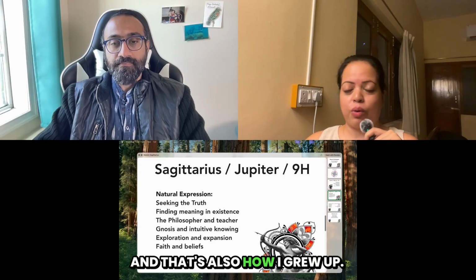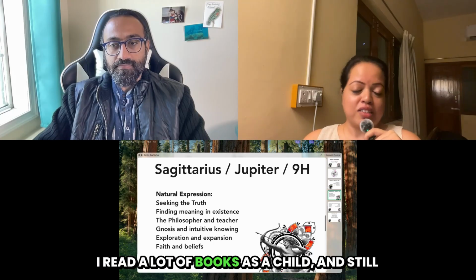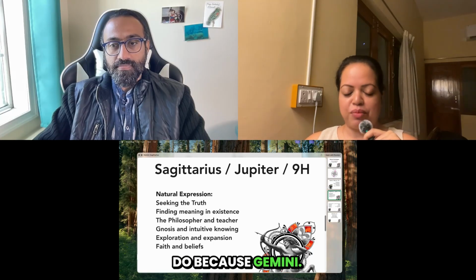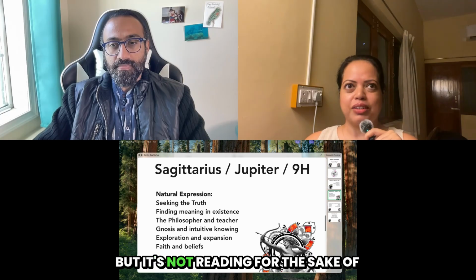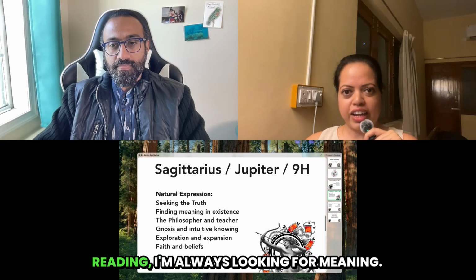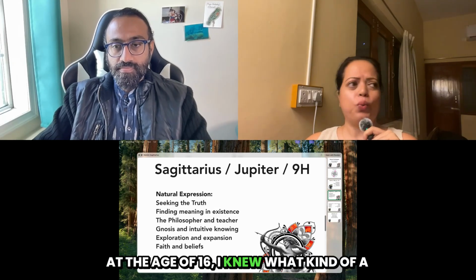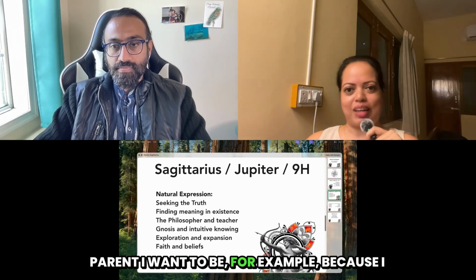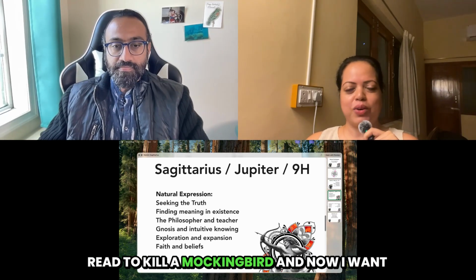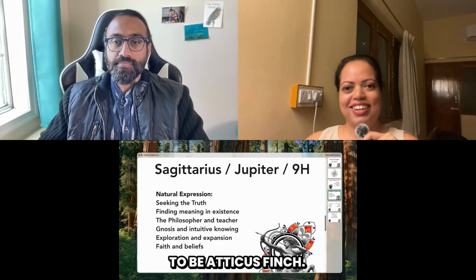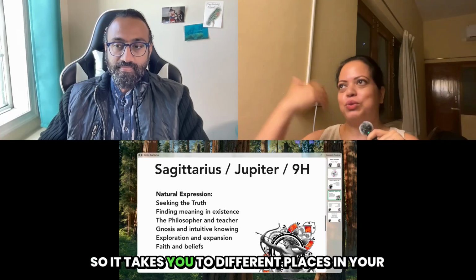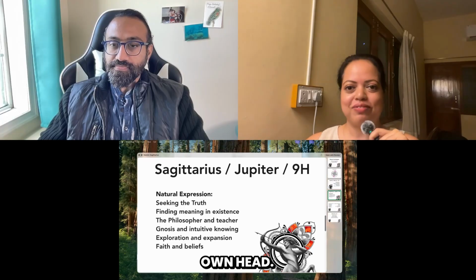That's also how I grew up. I read a lot of books as a child, still do because Gemini, but it's not reading for the sake of reading. I'm always looking for meaning. At the age of 16, I knew what kind of parent I want to be, for example, because I read To Kill a Mockingbird and now I want to be Atticus Finch. So it takes you to different places in your own head.